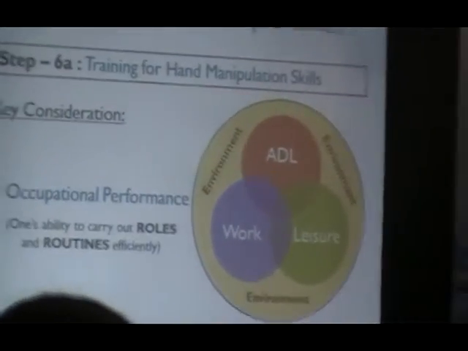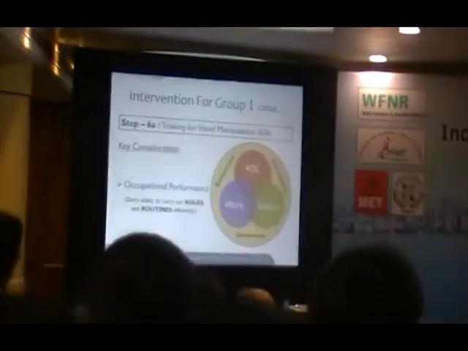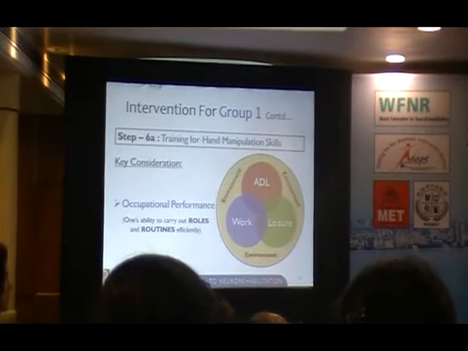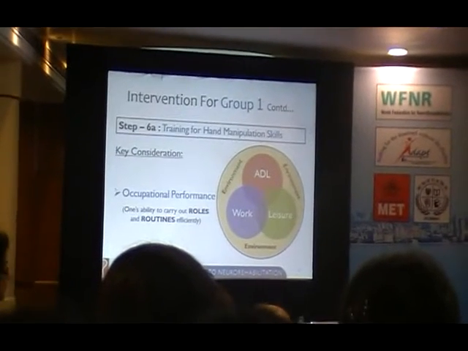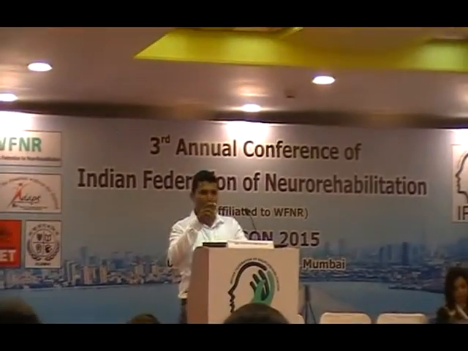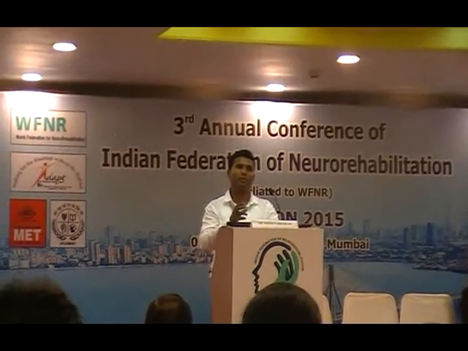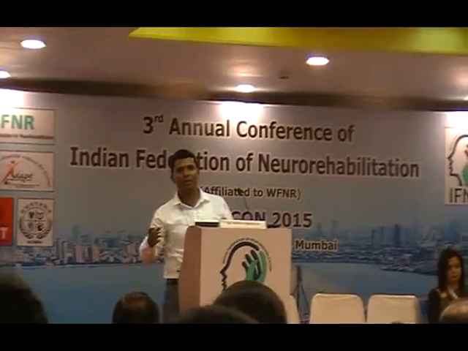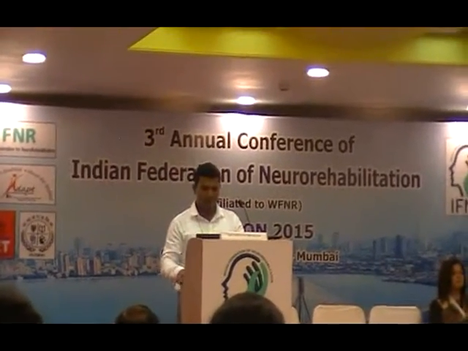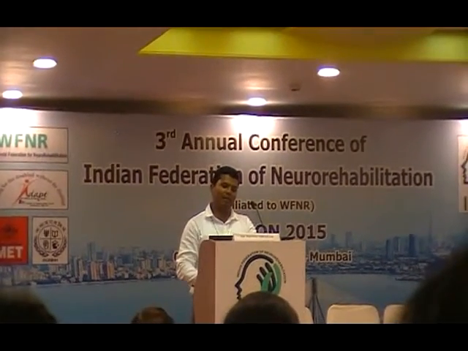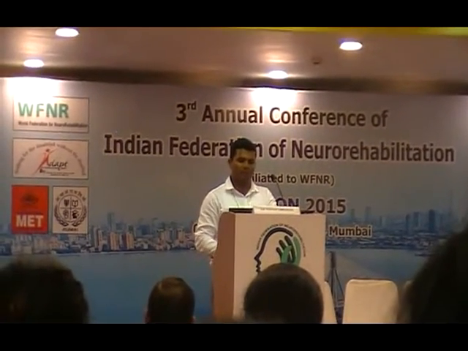There are three important aspects in which we will be working: activities of daily living, work, and leisure. The important factor here is the context. The environment of mine will be different from yours. So the key challenge of an occupational therapist is to frame activities which are meaningful and purposeful for the individual patient. Here are some examples. The first example will explain job-specific training for work.